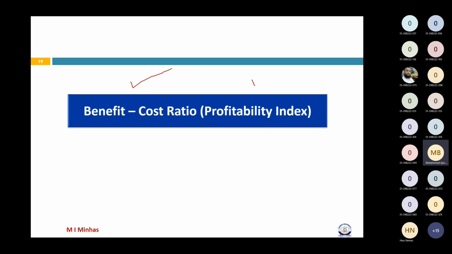But I want to broadly touch upon some generic concepts. Number one, it has got two names: benefit to cost ratio or the profitability index, the BCR or the PI. Both of these abbreviations are used, BCR for benefit to cost ratio and PI for profitability index. Now, this is the same thing that we generally refer to as cost benefit analysis, which means almost the same thing.